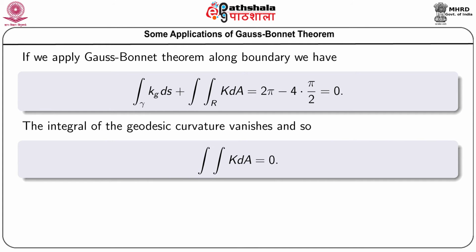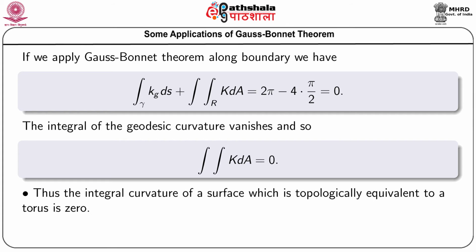Now, the integral of the geodesic curvature vanishes for this type of surfaces, and so the double integration of k dA equals 0. That means the integral curvature of a surface which is topologically equivalent to a torus is 0. So, this is another interesting observation which we are getting from Gauss-Bonnet theorem.